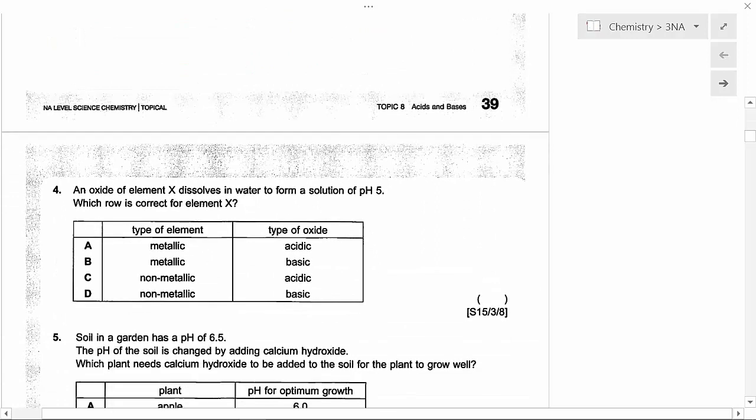Question number 4. The oxide of element X dissolved in water to form a pH of 5, and this is acidic. Acidic oxide can only be non-metallic. Non-metallic and acidic because pH less than 7 is acidic. So answer is C.